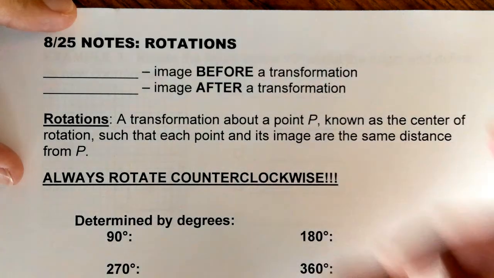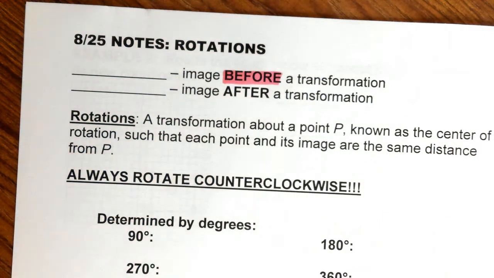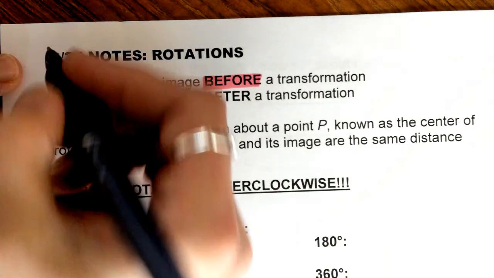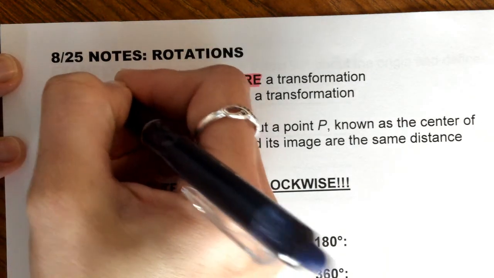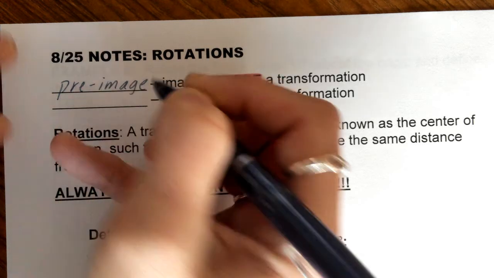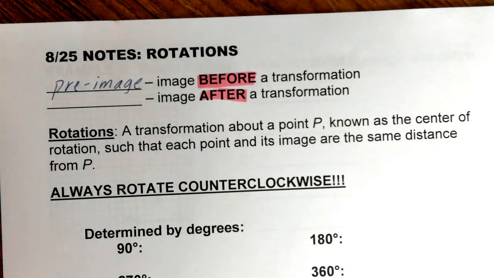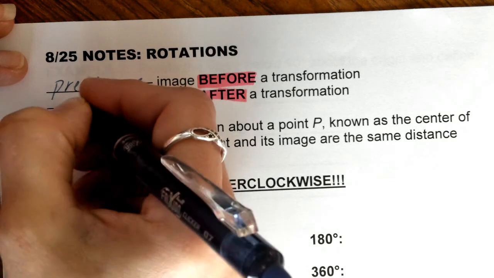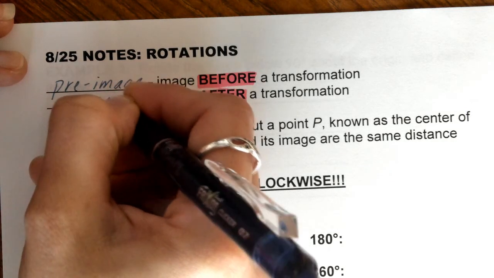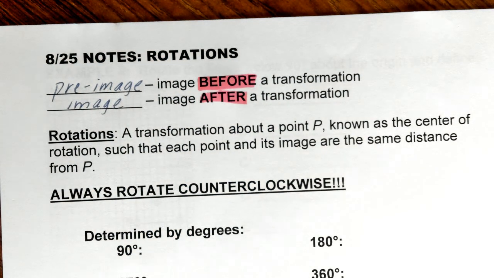Here we're going to talk about what the image is before we transform it. As a reminder, this is our pre-image, pre meaning before. Then we have our image after the transformation. Okay, this is simply just your image. That is it. Vocabulary words, very, very important vocabulary words there.